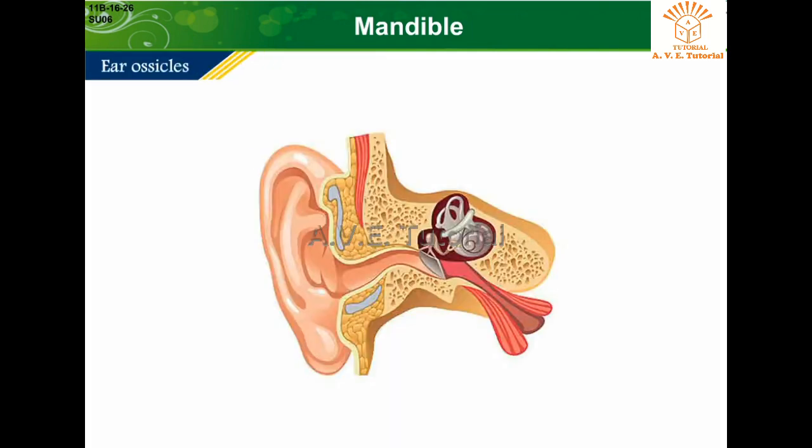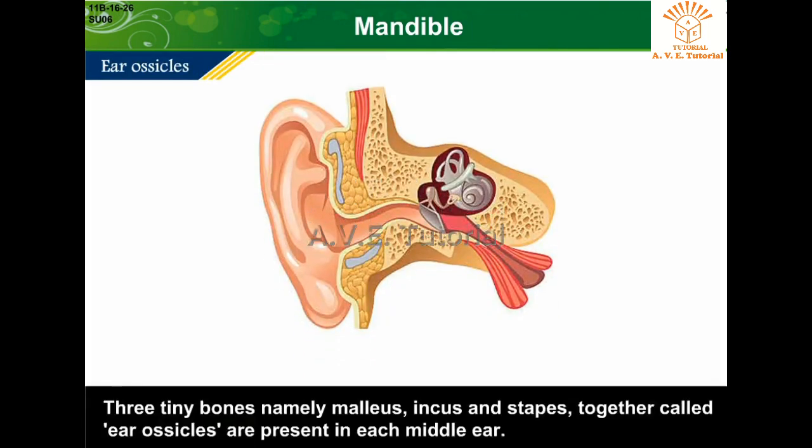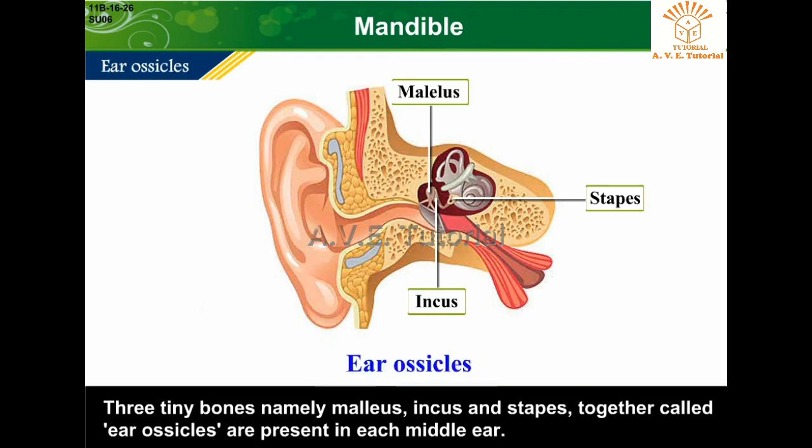Ear ossicles. 3 tiny bones, namely malleus, incus, and stapes, together called ear ossicles, are present in each middle ear.